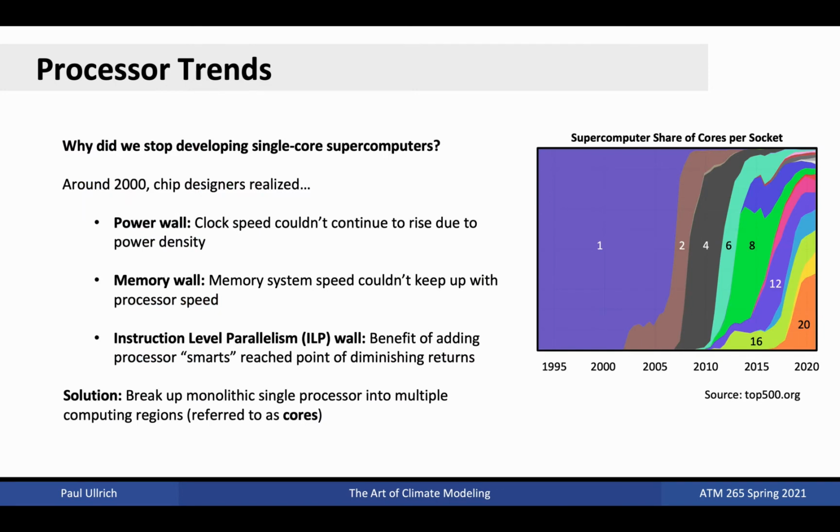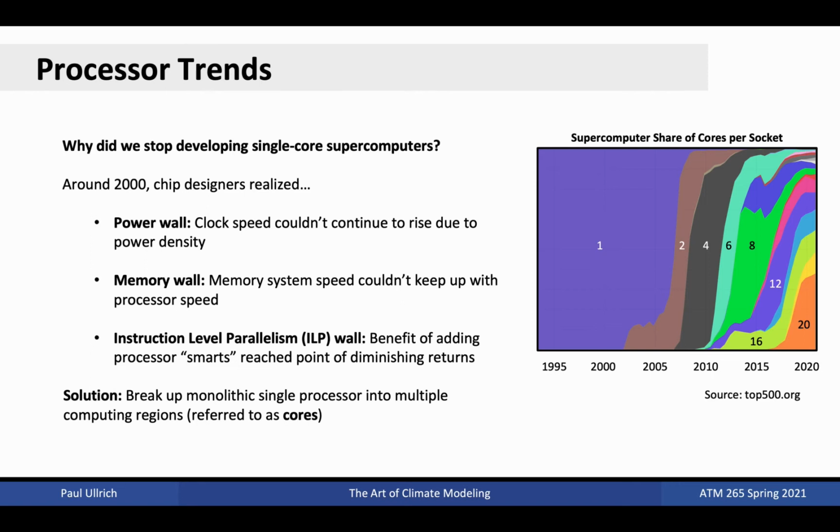In the early 2000s, acknowledging that heat dissipation, power consumption, and miniaturization would be problematic going forward, investments have been made instead in increasing the number of logical cores per microprocessor. In particular, power density became too high, memory system speed couldn't keep up with processor speed, and less benefit was being realized from adding complexity to the instruction set on a chip.